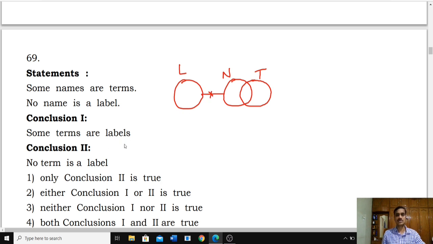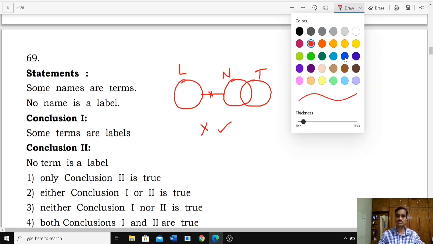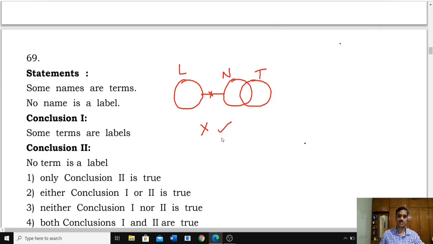First one, some terms are labels. Term is here, label is here, that is false. No term is a label. Term is here, label is here, definitely true. No intersection between term and a label. As the second conclusion is true, the second one is a negative conclusion, that is true.